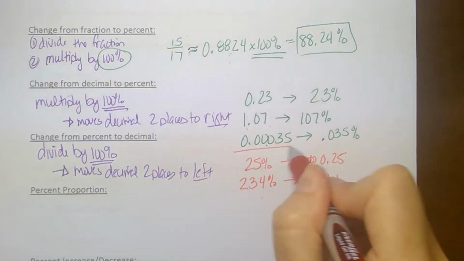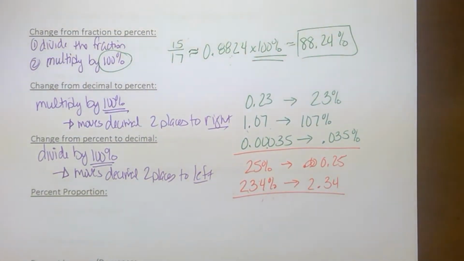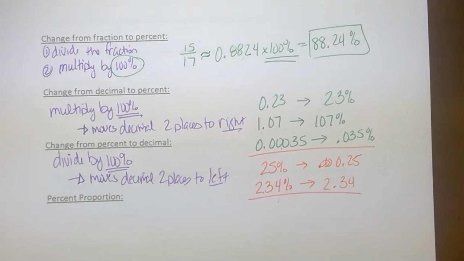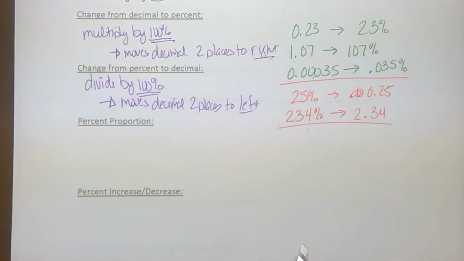Okay, so those are a couple of examples moving from percent to decimal. Let's talk about our percent proportion. There are 2 different ways to approach a percent problem, 2 basic ways. One is to interpret the words and put them in an equation form. The other way is to use the percent proportion.